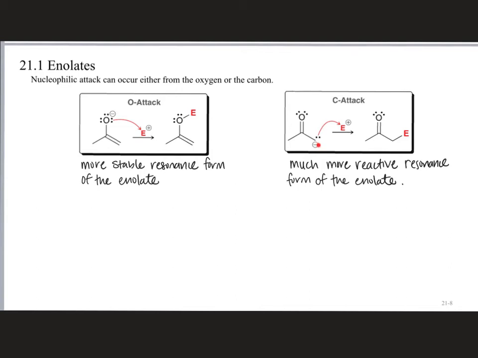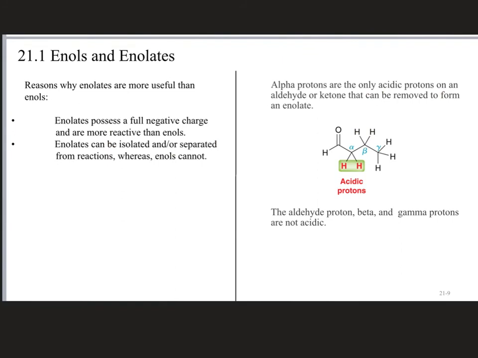We will either see the alpha carbon attack drawn like this, originating from the carbanion itself, or drawn like this, where the carbon attack will originate from the most stable resonance structure. Both ways of drawing the carbon attack mechanism are equivalent. Ultimately, enolates are way more useful than enols in a reaction.